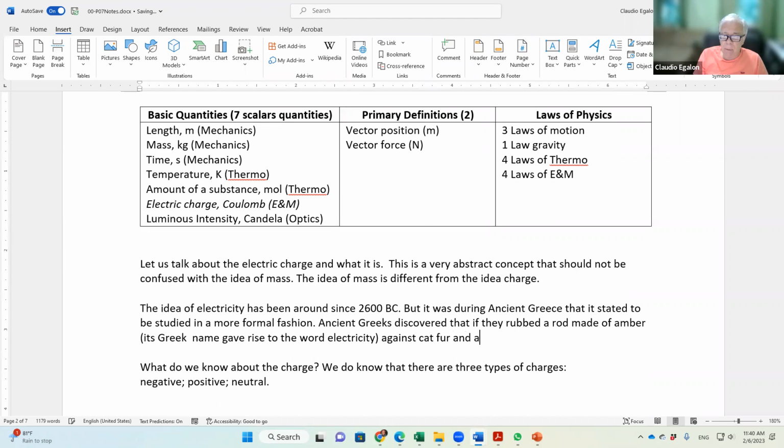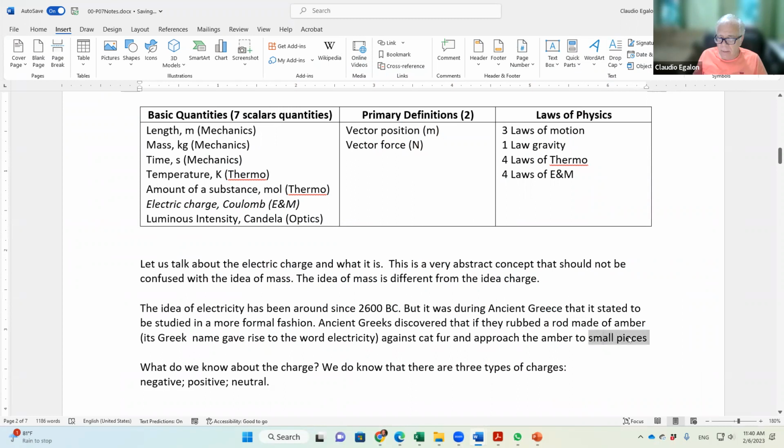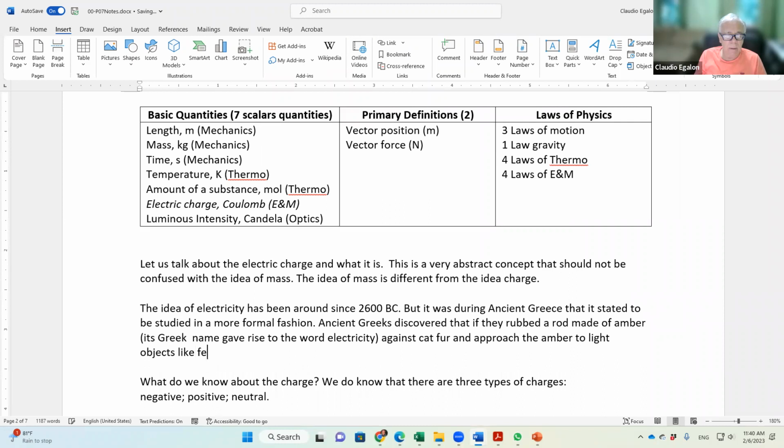And approach the amber to small pieces. How do they write it down? No? Light objects. Not small pieces, not necessarily small pieces, but light objects, like a feather. They would be attracted or repelled, depending on how you perform the experiment. Okay?